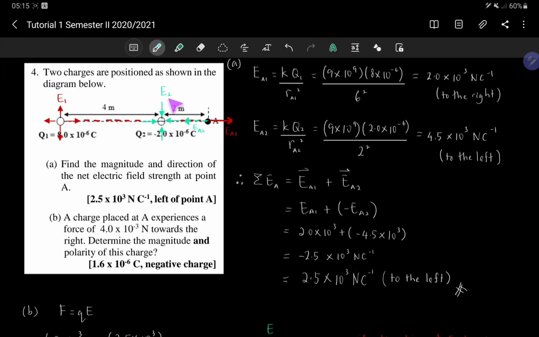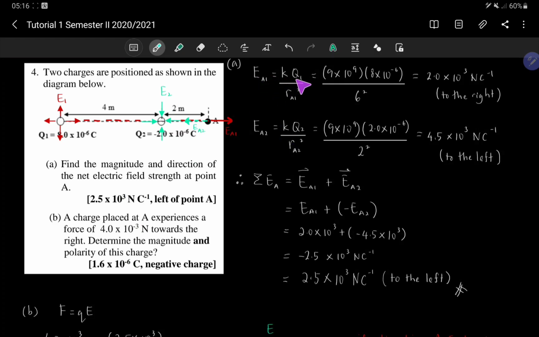Okay, while this is E2, which is directed inward. Elongate the line again. So this is E exerted on A by 2, which is directed to the left. So remember, electric field, or E, is a vector. To the right should be positive, to the left should be negative. So we just calculate EA1 and EA2 separately.